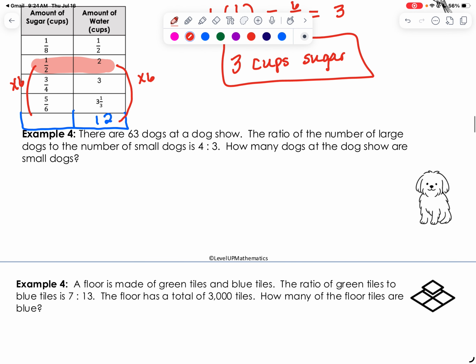Example 4. There are 63 dogs at a show. The ratio of number of large dogs to small dogs is 4 to 3. How many dogs at the show are small dogs?